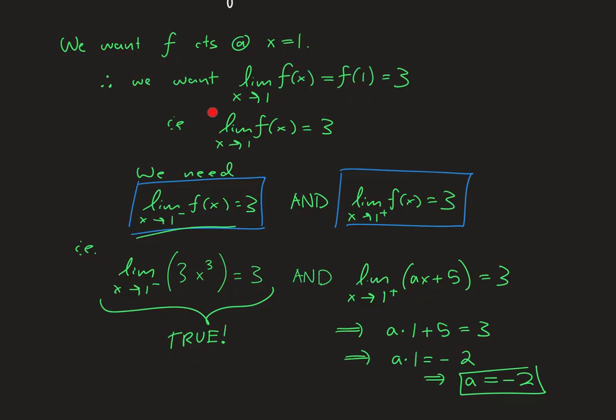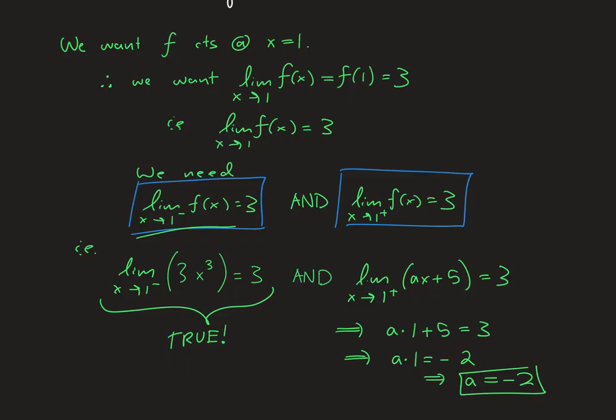First of all, there are a few things you need for continuity. You need this limit to exist in the first place. And if the limit exists, you need the limit to actually equal f evaluated at 1. So you need this to exist, and you need it to equal the function evaluated at 1. And this a equals negative 2 is the thing that accomplishes that.